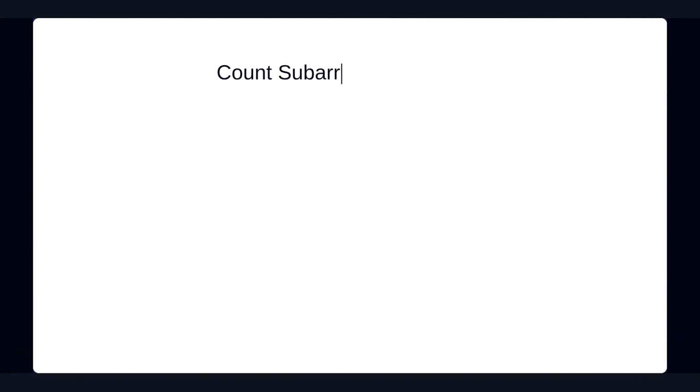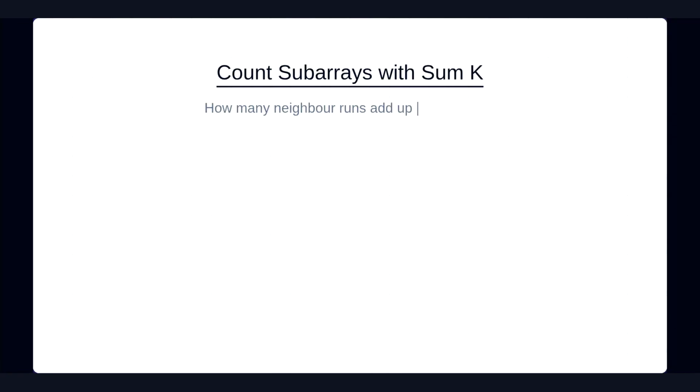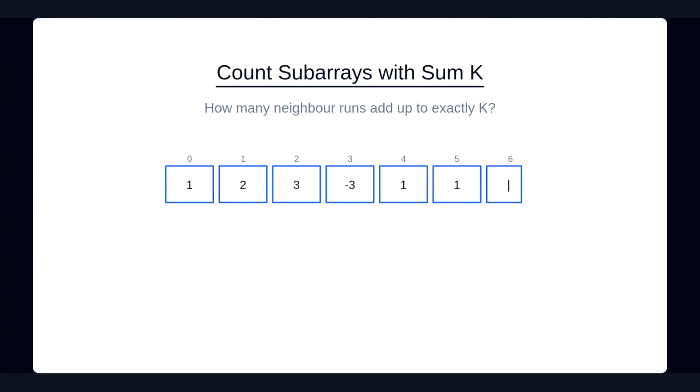This time we count rather than measure. How many stretches of side-by-side numbers add up exactly to a target k? The values may even be negative. Checking every possible stretch would be slow, so we use running totals and a hash map to count them all in a single pass.